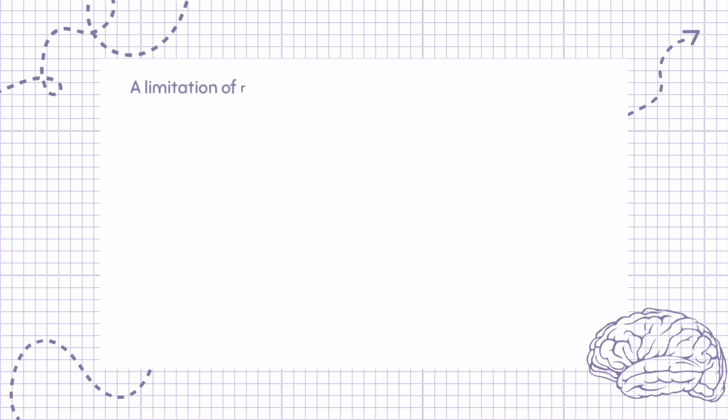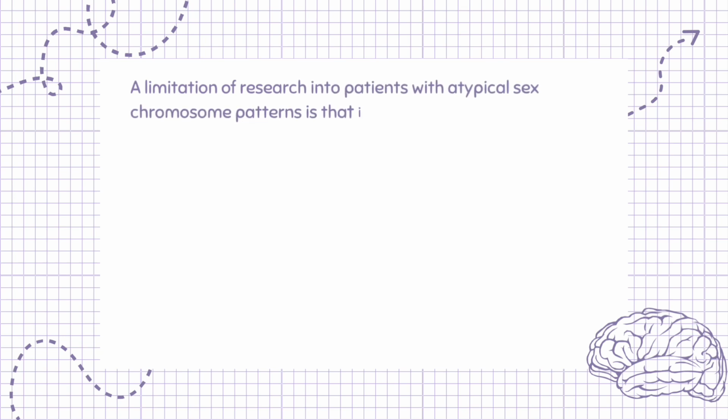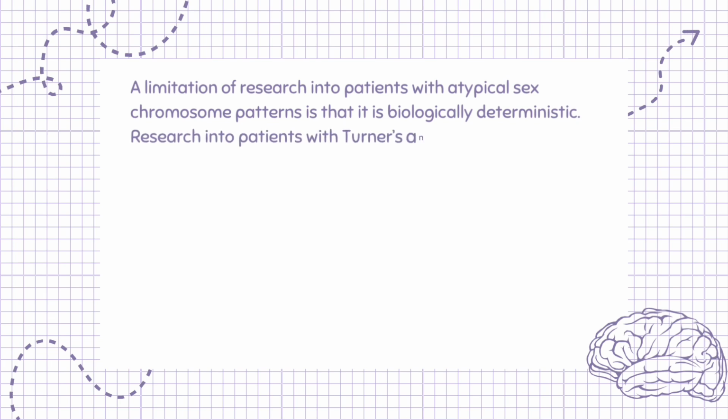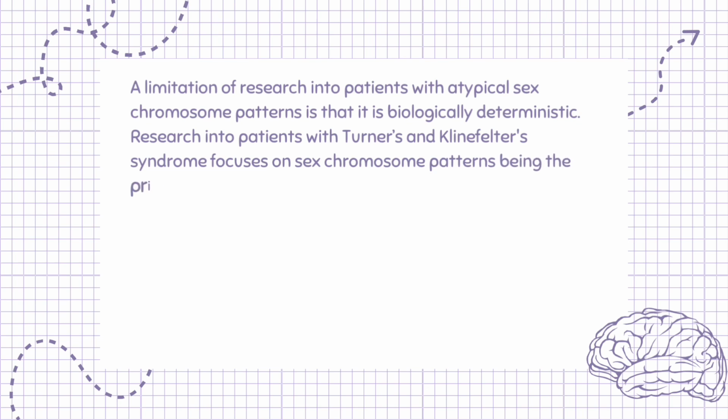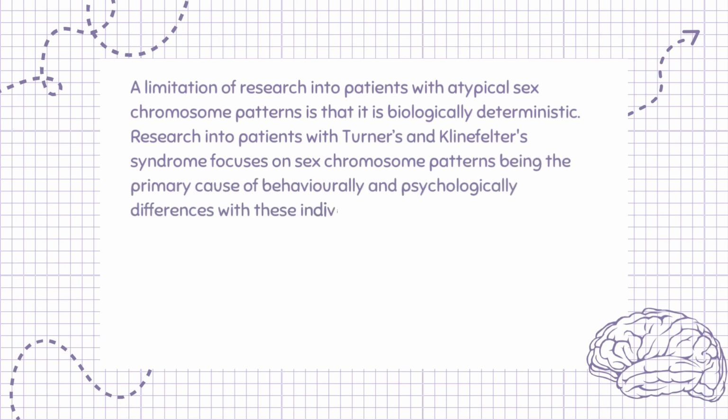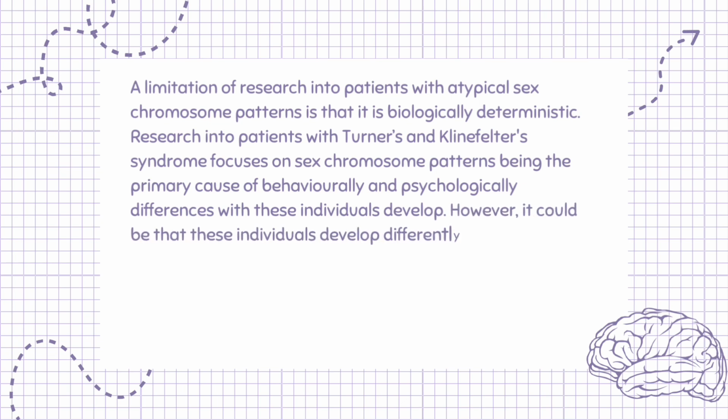A limitation of research into patients with atypical sex chromosome patterns is that it is biologically deterministic. Research into patients with Turner's and Klinefelter's syndrome focuses on sex chromosome patterns being the primary cause of the behavioral and psychological differences these individuals develop. However, it could be that these individuals develop differently because of environmental and social factors.